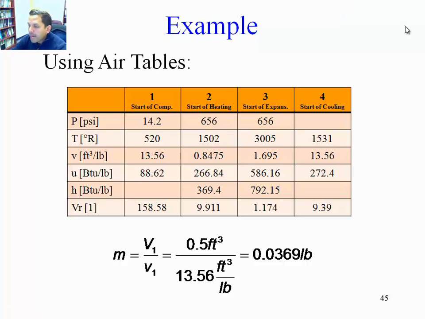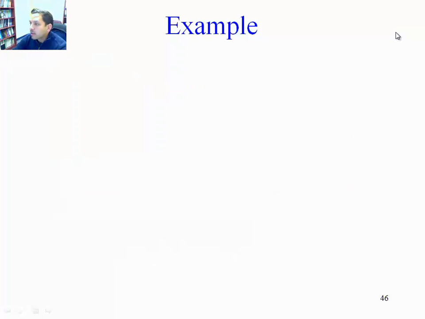So with the mass, not only can we calculate the specific works and the specific values of heat added and heat rejected, but if we multiply by the mass, we can calculate the total values in BTUs. So now we have all the energies in the system and the two enthalpies we need to calculate everything.